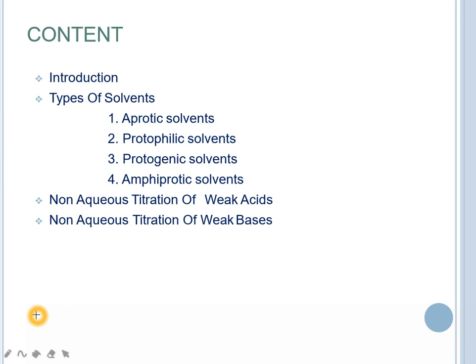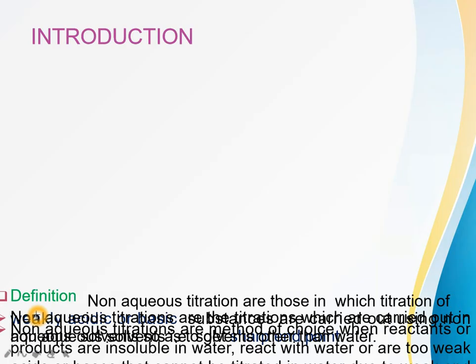Then, the types of solvents that are used in non-aqueous titration. Here the subheadings are aprotic solvents, protophilic solvents, protogenic solvents, amphiprotic solvents, and two different types of non-aqueous titration, that is acidimetry and alkalimetry. The non-aqueous titration of weak acid is called alkalimetry and non-aqueous titration of weak bases is acidimetry. So we can move on to the first part, the introduction of non-aqueous titration.